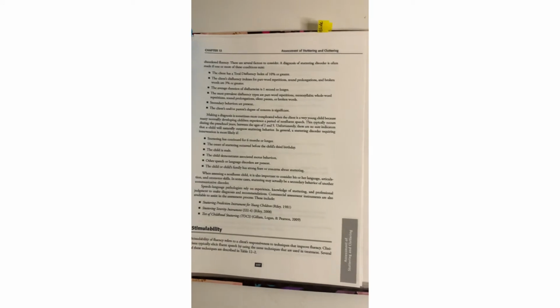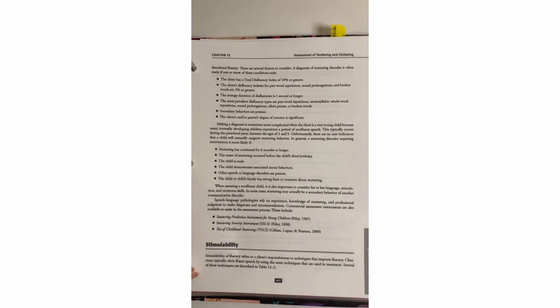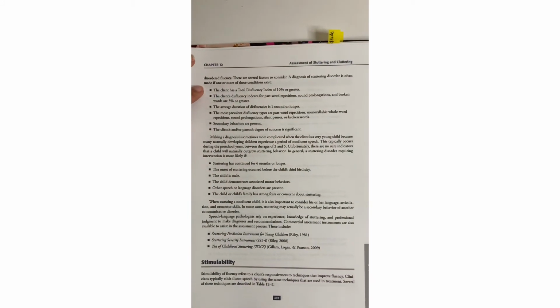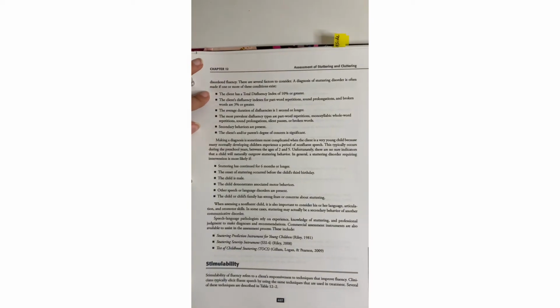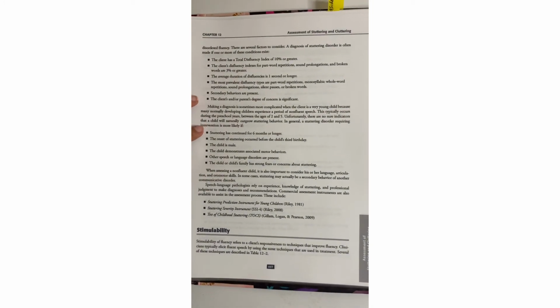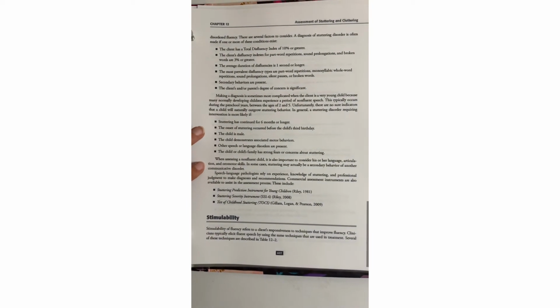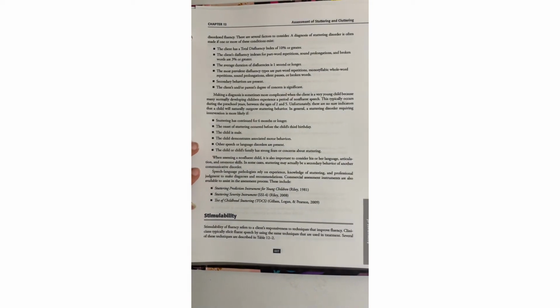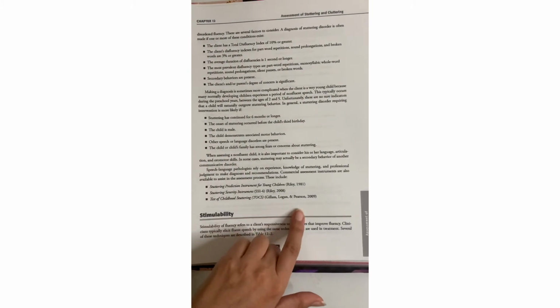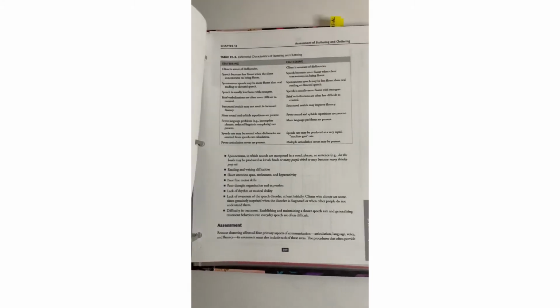Next section we have here is fluency. And for fluency, we have the assessment of stuttering and cluttering. So we have a list right here of a diagnosis of stuttering disorders often made by one or more of these conditions. So it has a list of these conditions. And then here is a stuttering disorder requiring intervention is more likely if, and it shows different points over here. And also it has the assessment instruments available right here to use. This would be great for future reference as well.